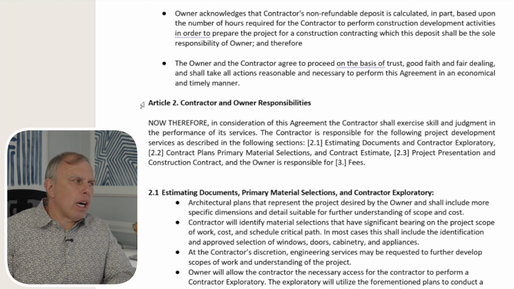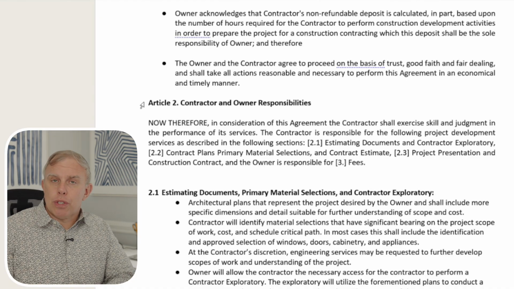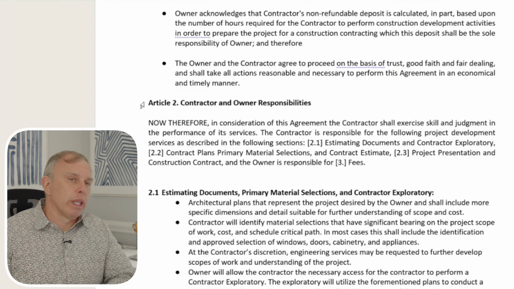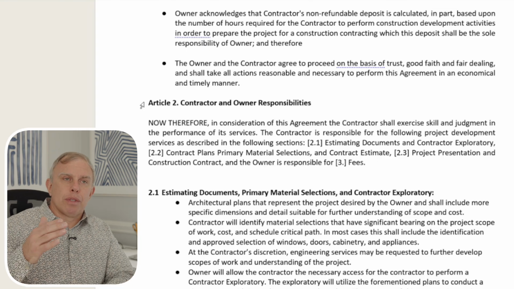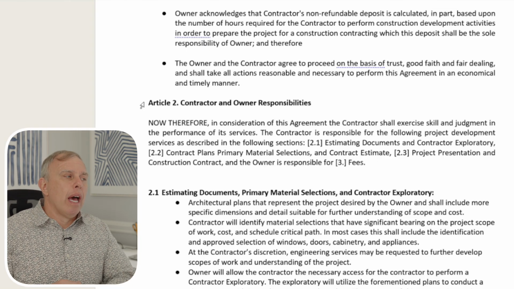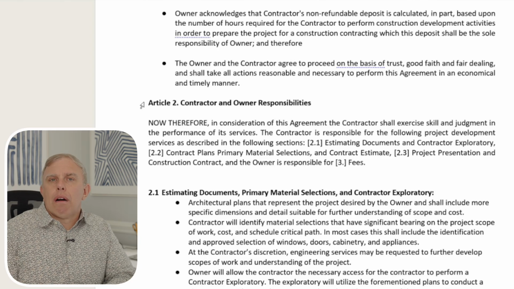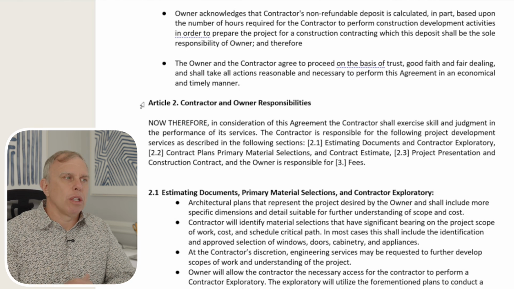So this proves out the concept. We're also going to provide you some primary material selections. We're going to go over cabinetry and windows and doors and appliances with you, some items that are primary to making sure that we've got the details right. And then we're also going to provide our official contract estimate and construction contract for the project, which we'll talk about a little bit later.